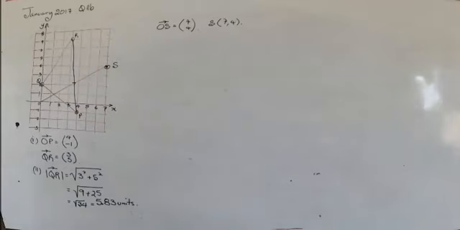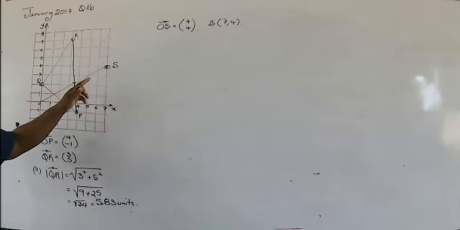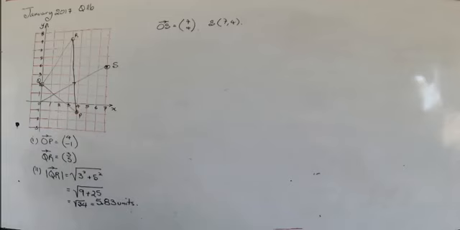But the question says you must draw the position vector. A position vector is a vector that is tied to the origin. From the origin to S, with an arrow pointing towards S, is the position vector OS.